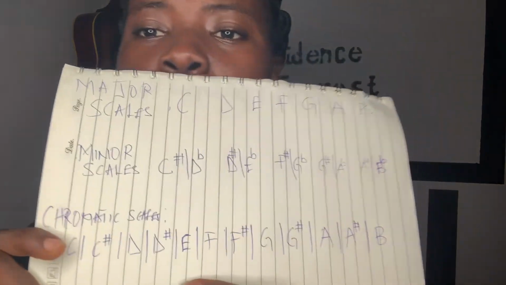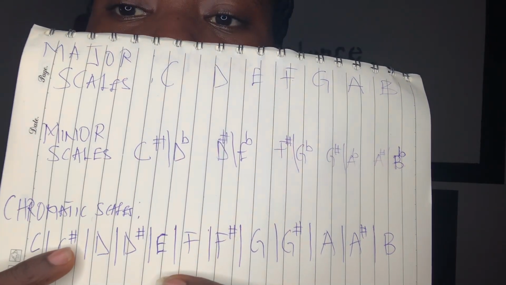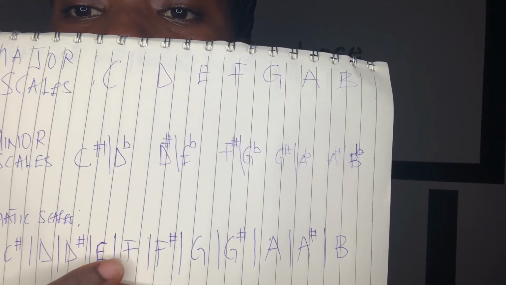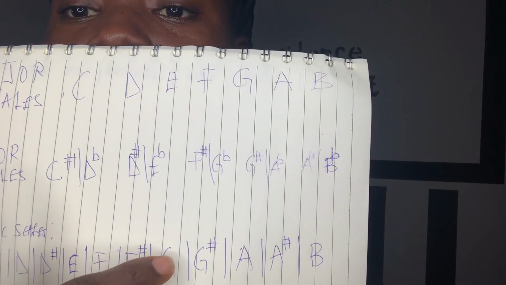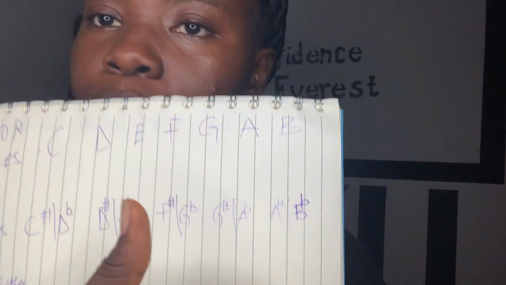Now on the chromatic scales, we have C major, C sharp, D major, D sharp, E major, F major, F sharp, G major, G sharp, A major, A sharp, and B. Now that's the 12 chromatic scales. The chromatic scales comprise the 7 major scales and the 5 minor scales. So that's that. Now let's move into note formation.